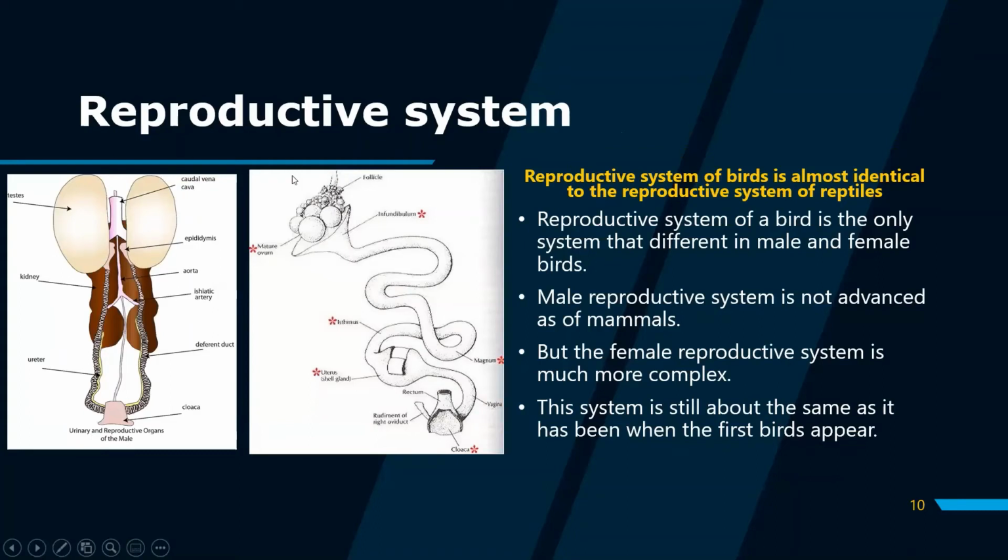The reproductive system. If you take the reproductive system of a bird, the male reproductive system is much simpler, not that complex compared to a mammal. But the female reproductive system is very complex. You can see many parts like the follicle, mature ovum, infundibulum, magnum, isthmus, shell gland with uterus, and the vagina.